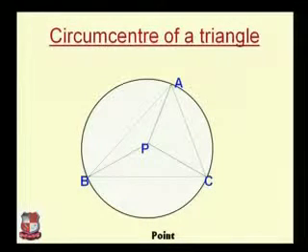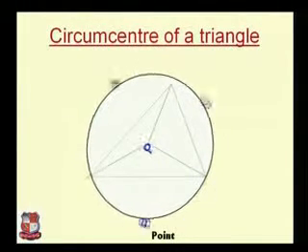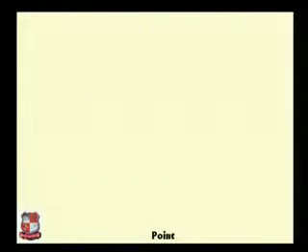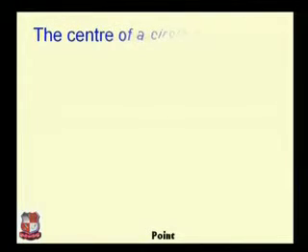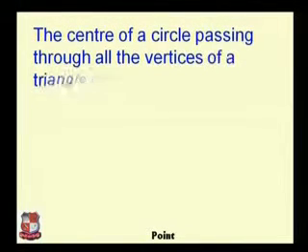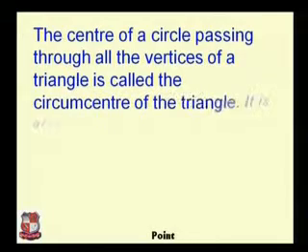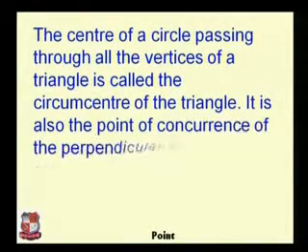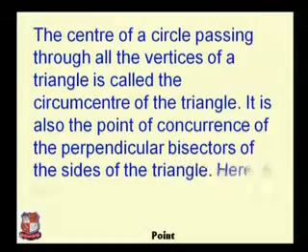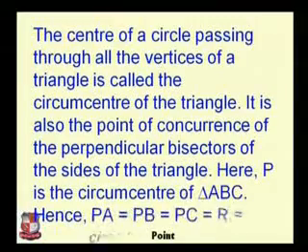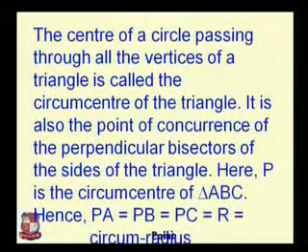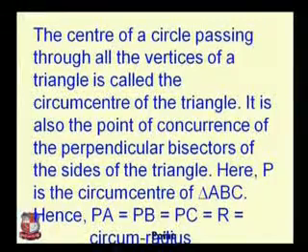Let us see this figure. The center of a circle passing through all the vertices of a triangle is called the circumcenter of a triangle. This is the definition of circumcenter of a triangle. So we can easily understand by this definition.